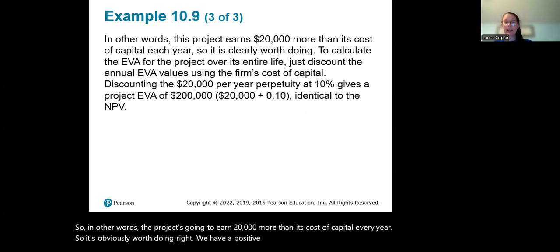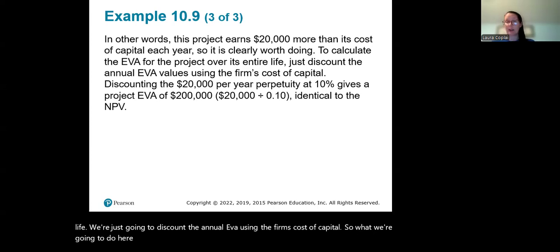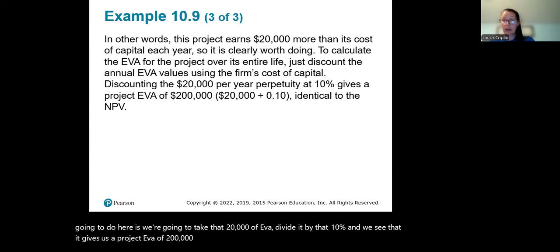To calculate the EVA over the entire life, we're just going to discount the annual EVA using the firm's cost of capital. So what we're going to do here is we're going to take that 20,000 of EVA divided by that 10%, and we see that it gives us a project EVA of 200,000, identical to our NPV.